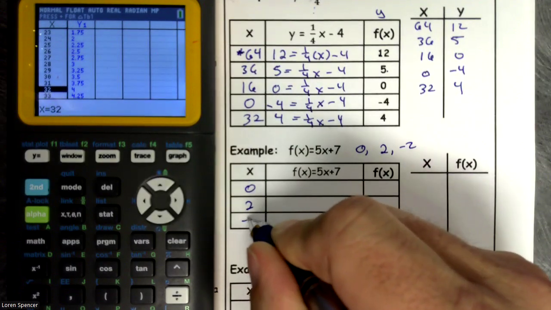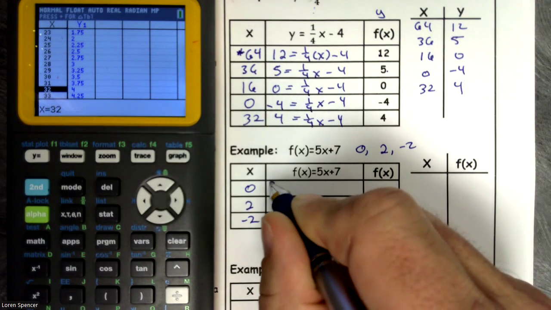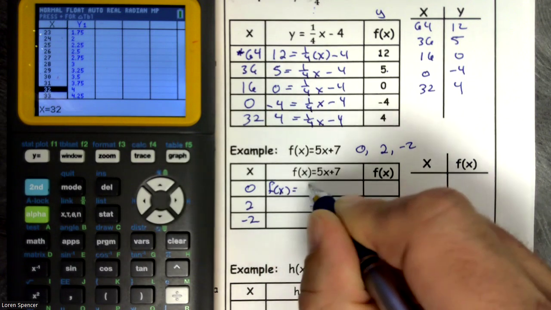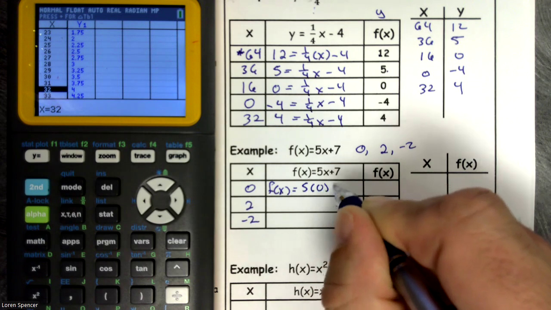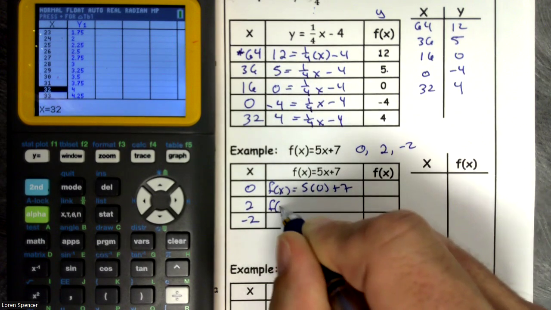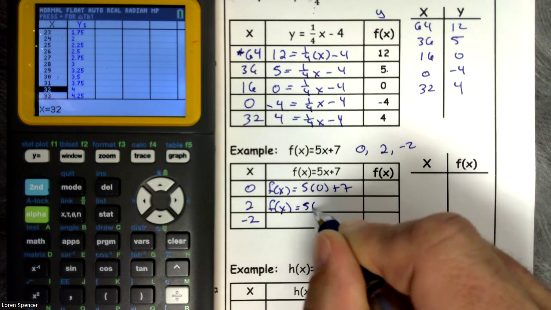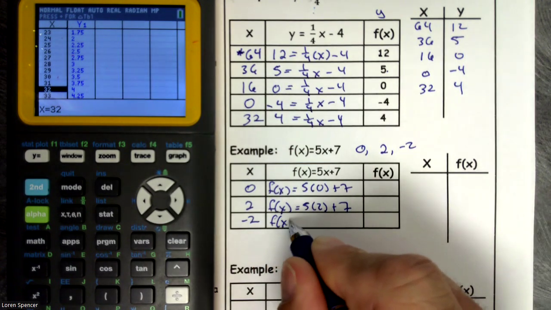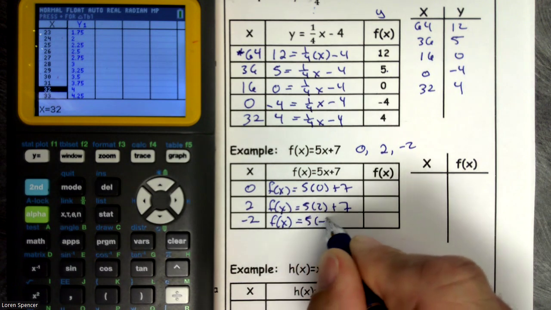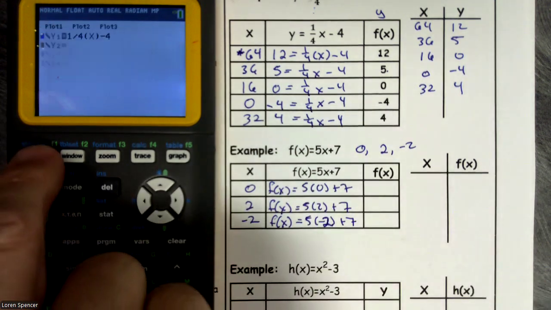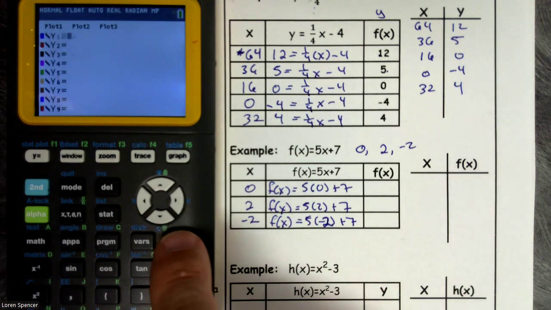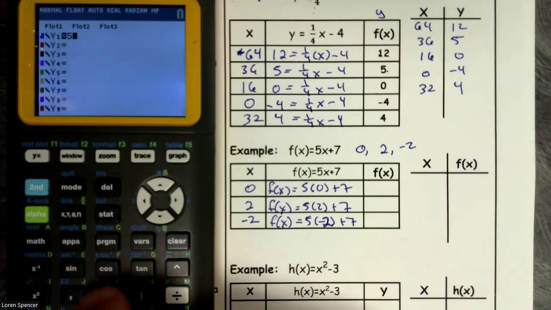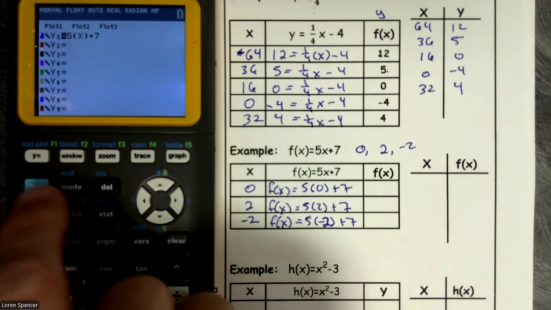0, 2, -2. So f of x equals 5 times 0 plus 7. F of x equals 5 times 2 plus 7. And f of x equals 5 times -2 plus 7. So let's go to the y equals. This will be an easy one. Press clear. 5 parentheses x plus 7.